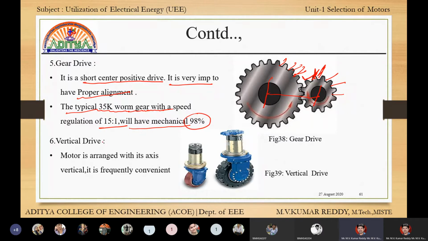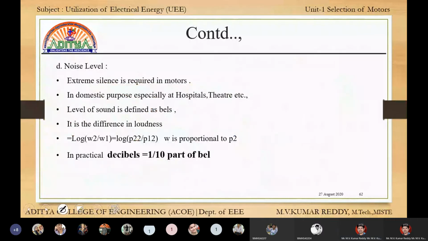Next one, the last one, is the vertical drive. It is applied to a wheel. The motor is arranged on its axis. Here the axis is a vertical axis and it is frequently convenient.